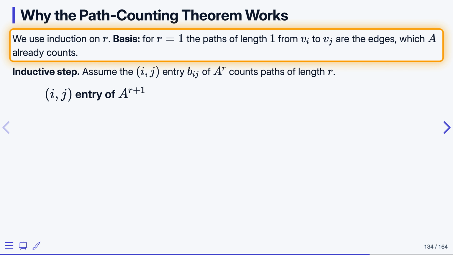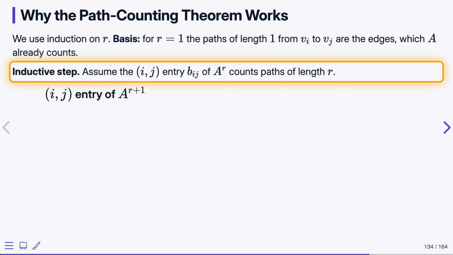Let's see why the theorem is true. We use induction on R, the length. The basis is easy. When R is 1, a path of length 1 is a single edge, and the matrix counts edges by its own definition, so the basis holds.